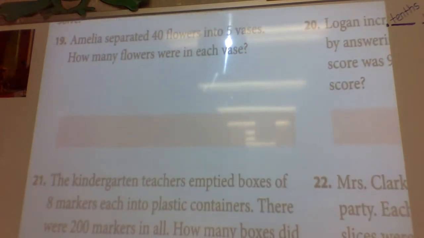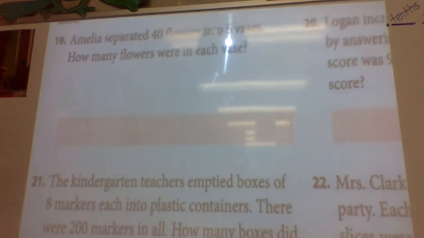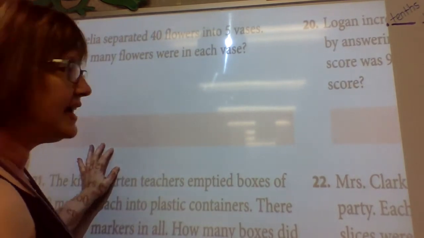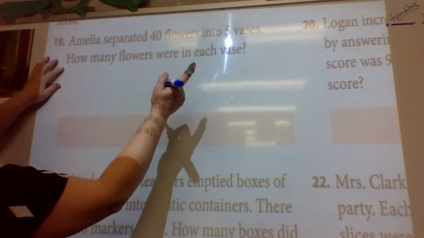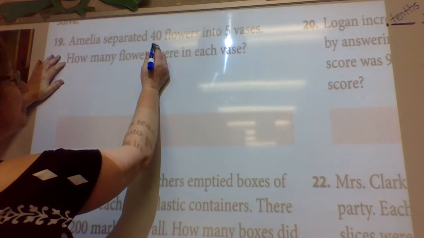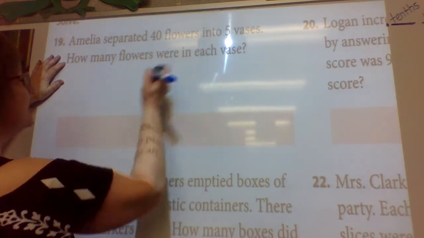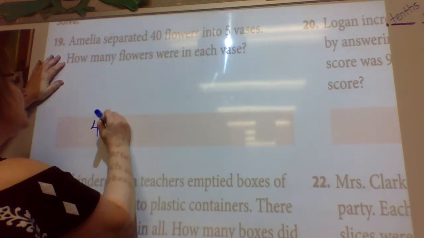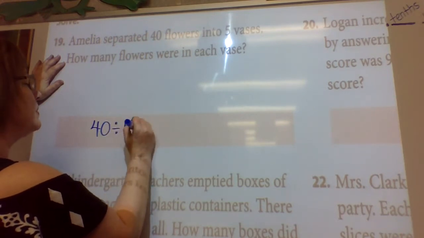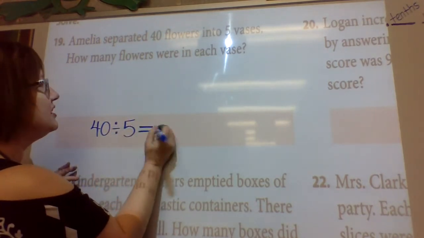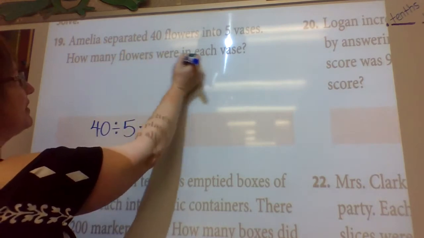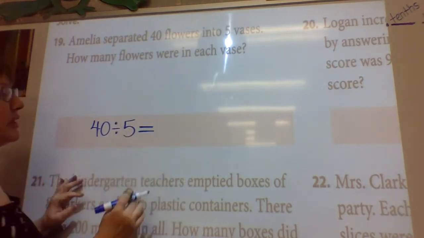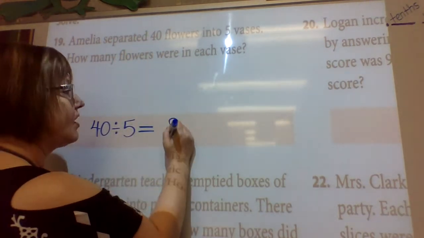Some story problems. It says Amelia separated 40 flowers into 5 vases. How many flowers were in each vase? So let's do our story problem. Our expression would be 40 into 5. So it's going to be 40 divided by 5. Everyone write that. But we need to know the answer this time because it says how many flowers are in each vase. What's 40 divided by 5? 8.